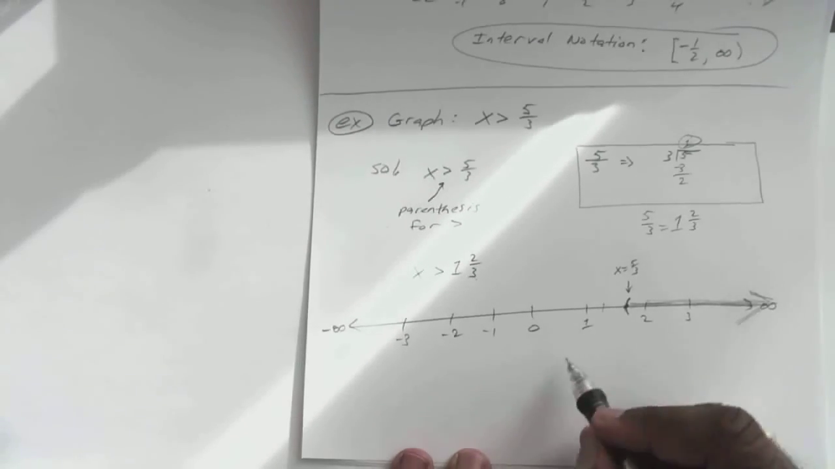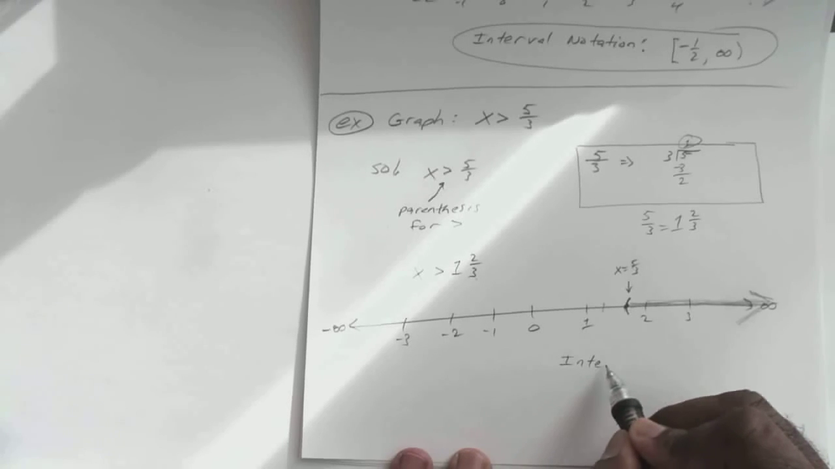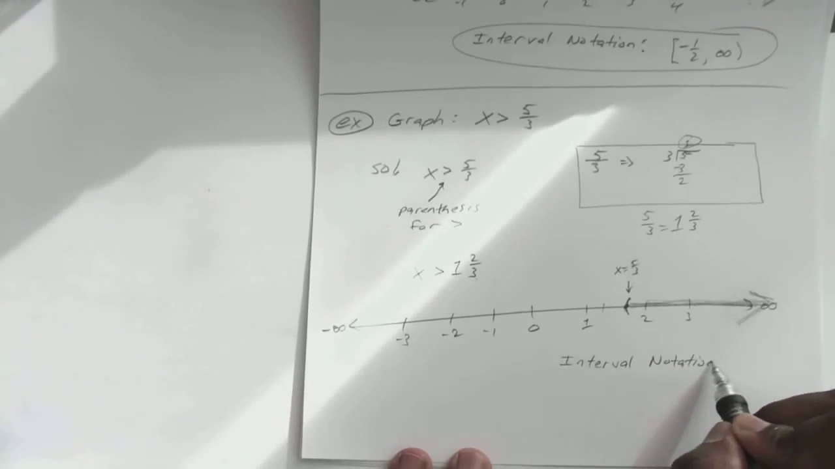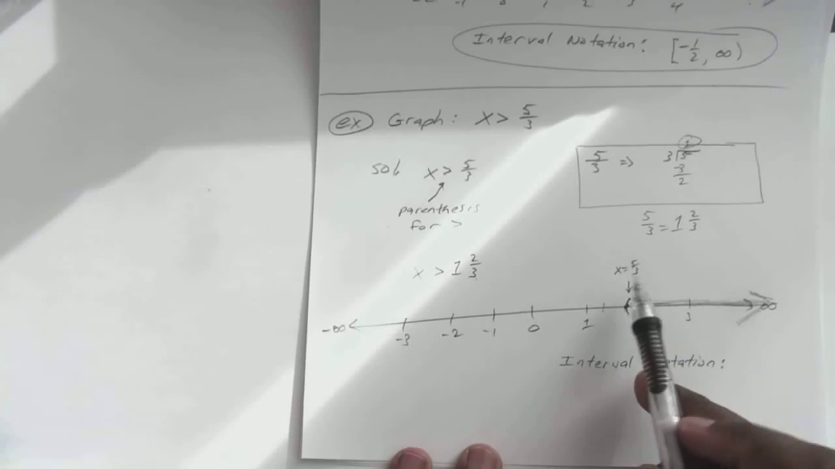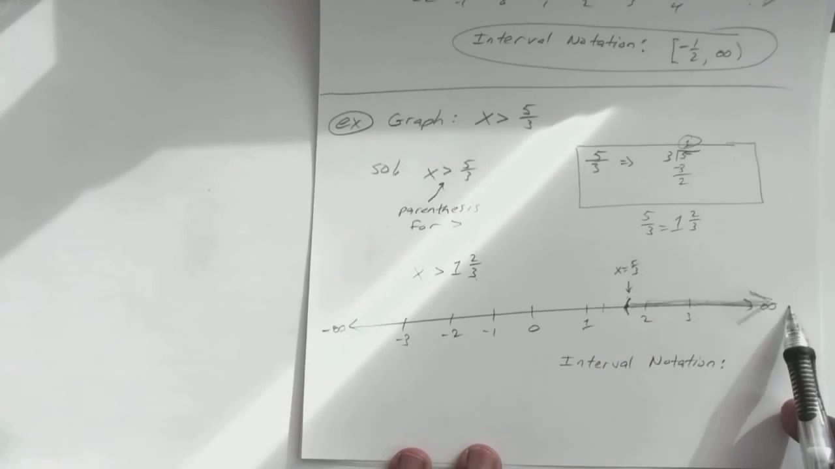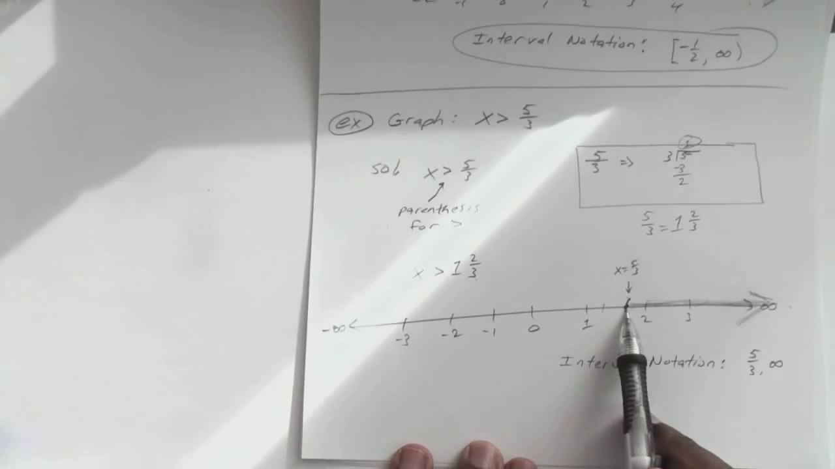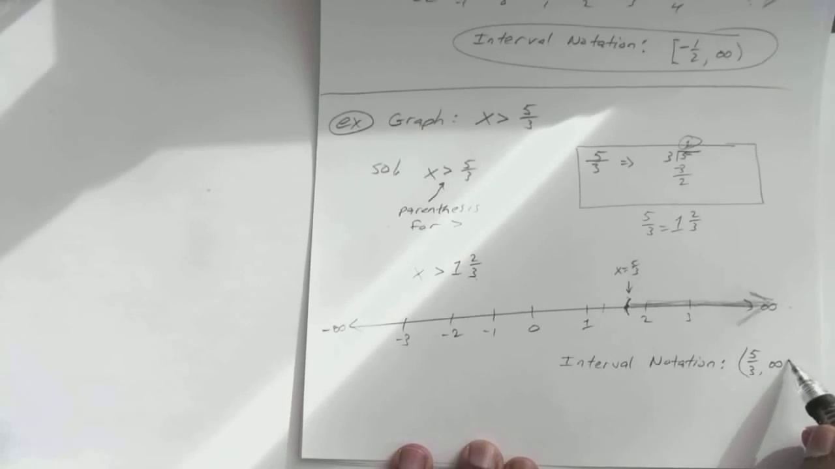Okay, so that means your interval notation, remember, goes from 5 over 3 all the way to infinity. Since you have the greater than, you're going to have a parenthesis here and a parenthesis there.